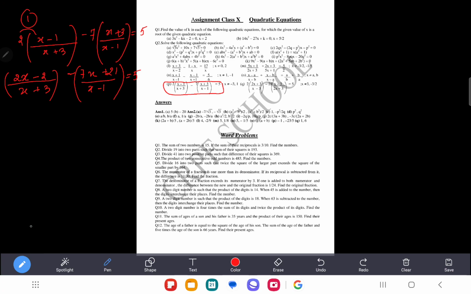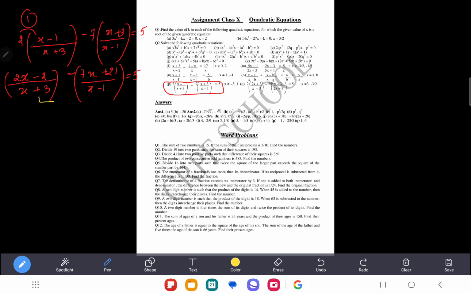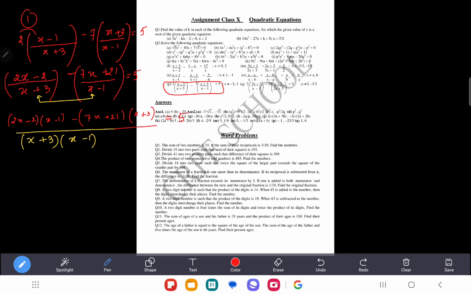Then what do we see? Now this is a complicated equation. We are supposed to take the LCM. So how do we take the LCM? You tell me. We will simply multiply the denominators. I will say x plus 3 times x minus 1. And here to make the denominator same, I'm going to multiply 2x minus 2 into x minus 1, minus 7x plus 21 into x plus 3. And that is going to be 5.